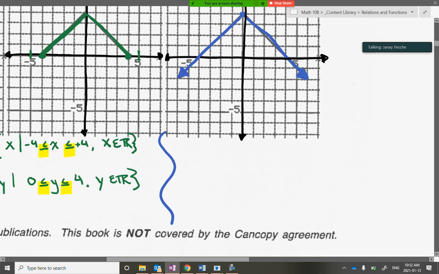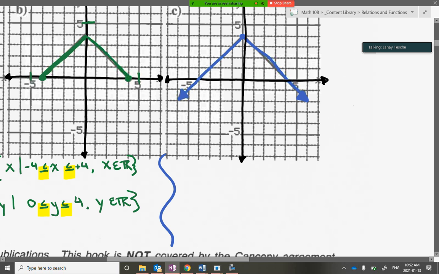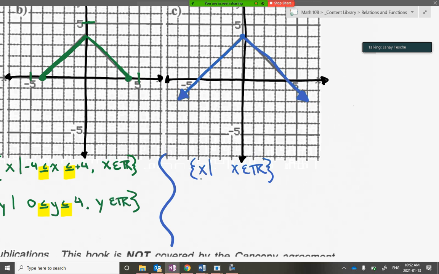So for our domain, that line's going to keep going at a slight angle out and out forever. So in this case, my domain is just an element of the reals. There's no other restriction. I can have every possible x value here because there's a slight angle. So it's going to keep going horizontally out and hit every possible x in theory forever.